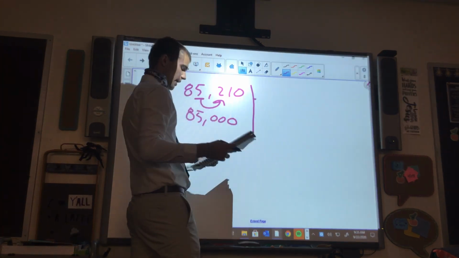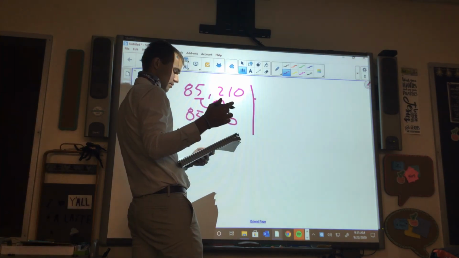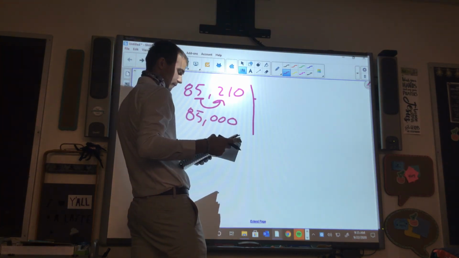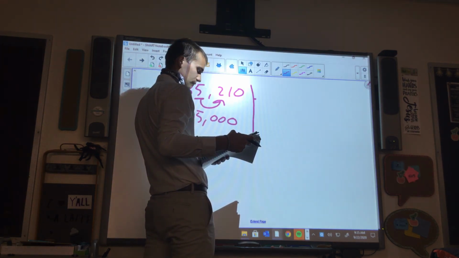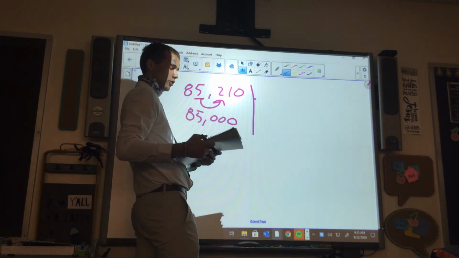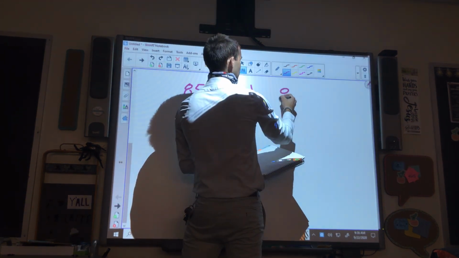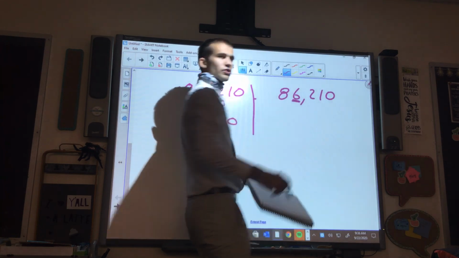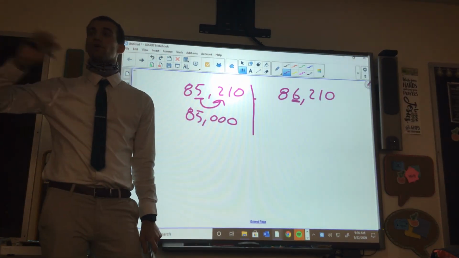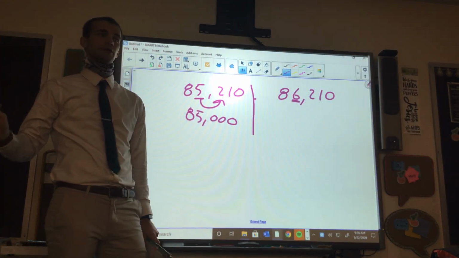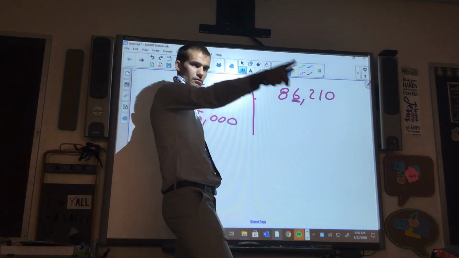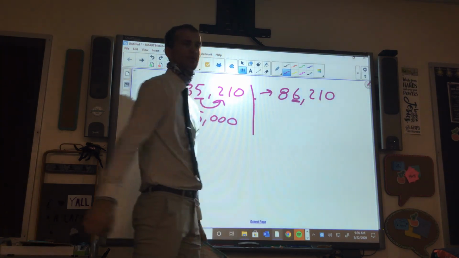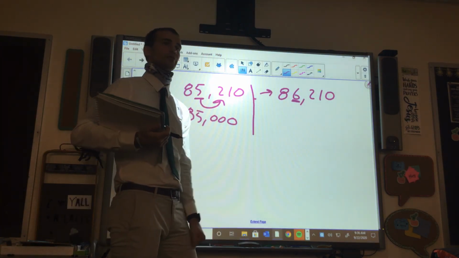What about if I say, hey, you're always rounding to the nearest thousand, but round down. Always round down. If I'm saying that you're rounding down no matter what, what's this number going to be? What's that rounding to if you're rounding down but to the nearest thousand?